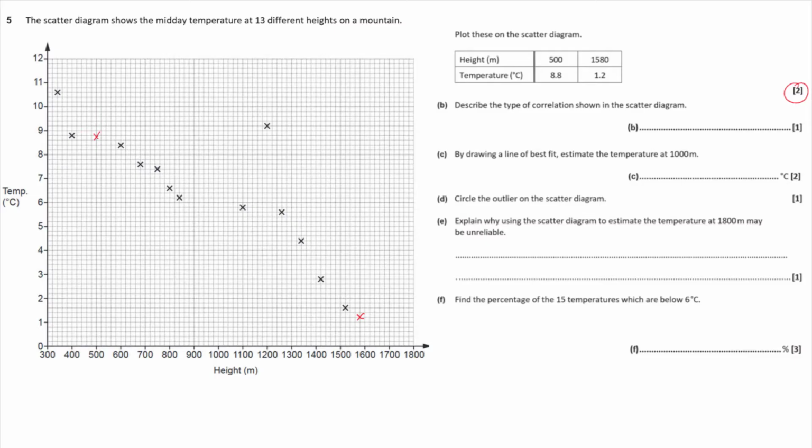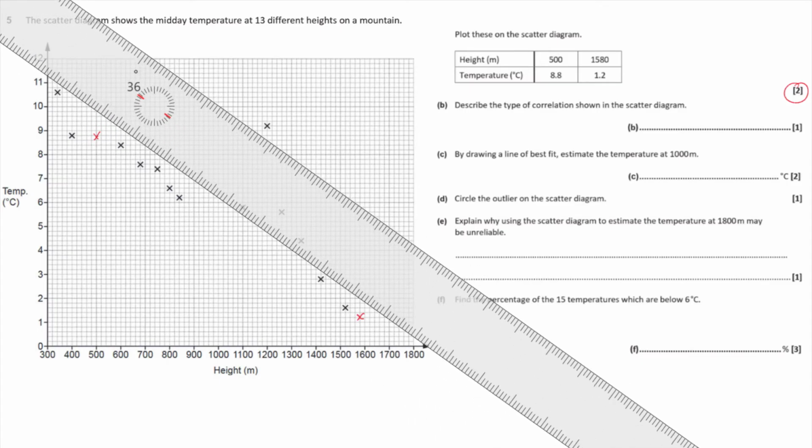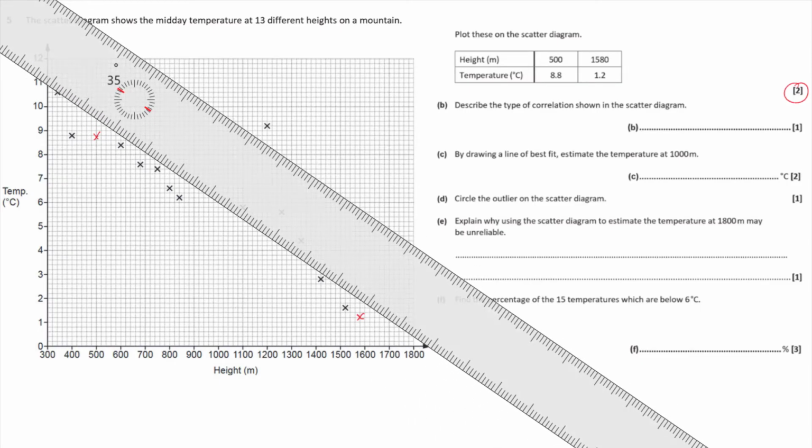That's nice. So describe the type of correlation shown in the scatter diagram. Well, you can see, as you look at it from left to right, the line is sloping downwards. So this is a clear example of negative correlation, isn't it? So what type of correlation is it? It is negative. Negative correlation.